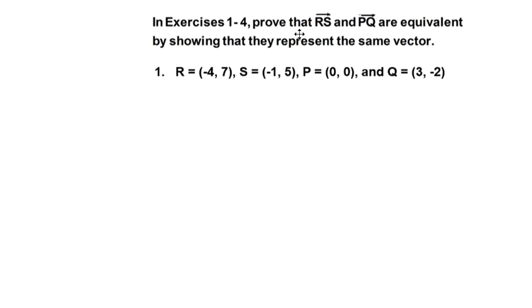In exercise 1 through 4, prove that vector RS and vector PQ are equivalent by showing that they represent the same vector. What we have is a technique used to find values of vectors called, actually I'll put the acronym first, HMT. What does HMT stand for? It stands for head minus tail. Head minus tail.